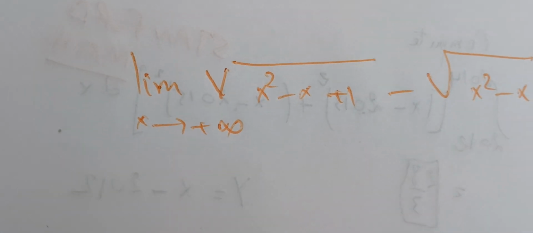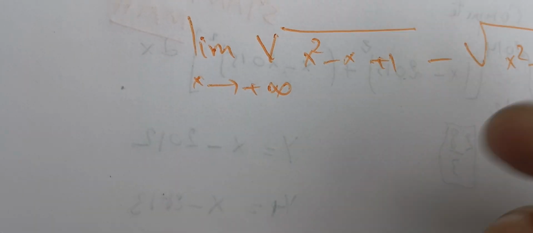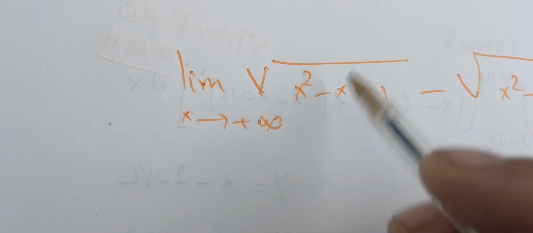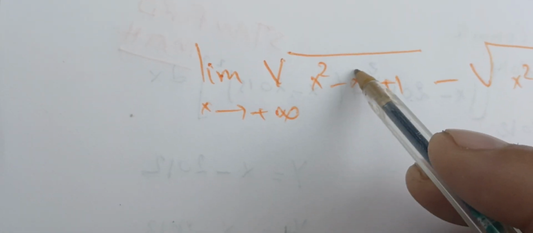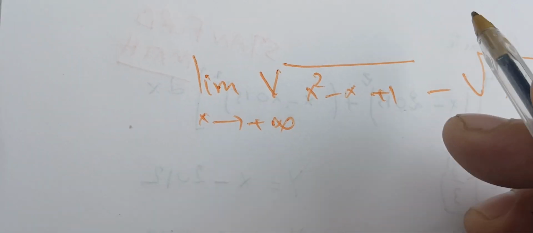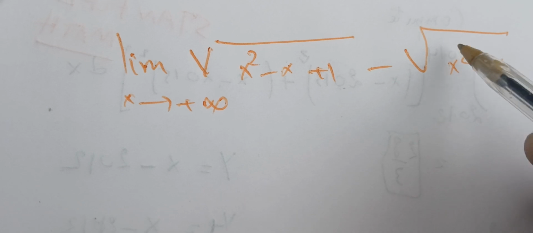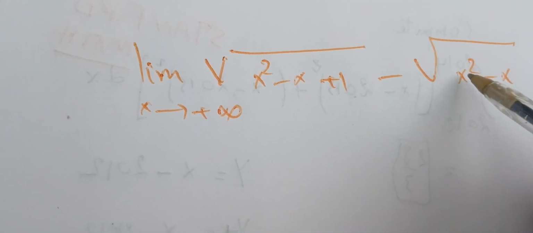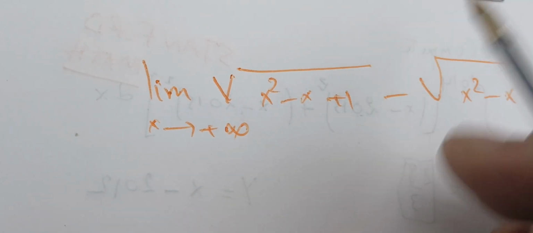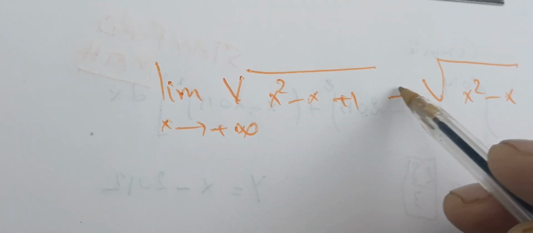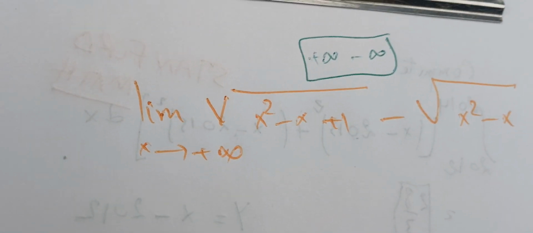When we try to evaluate this limit, we see that this one is going to plus infinity, because we can enter the limit inside since the square root is a continuous function. And this one is also plus infinity because we care about this power here. x squared goes to infinity, and with the square root we still have infinity, but with this minus here we have plus infinity minus infinity, and we can't conclude.